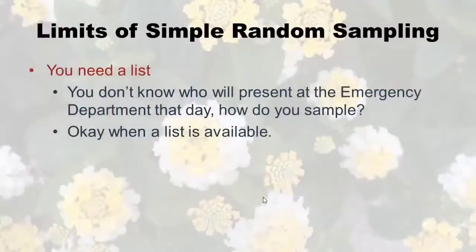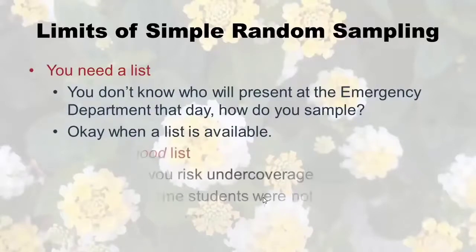All right, you probably saw the limits, is this whole list. Even if I'm sampling hospitals, right, I still need a list of hospitals to sample from. So you may not know who's going to show up in the emergency department that day. If you do, well, you're psychic, because most people are not. So how would you sample from them using simple random sampling? So simple random sampling is okay when you've got a list like hospitals, but it's not so good when you don't know who's going to show up that day.